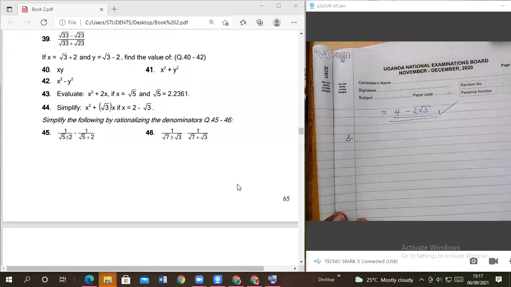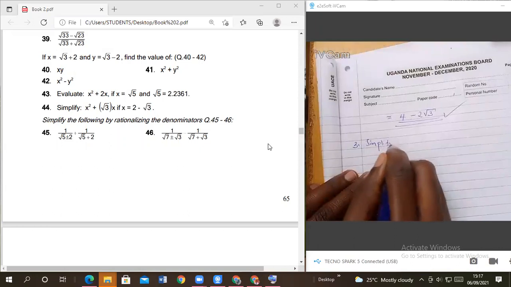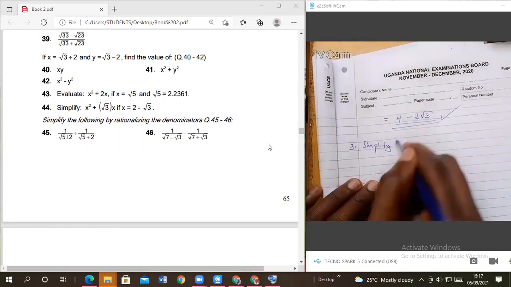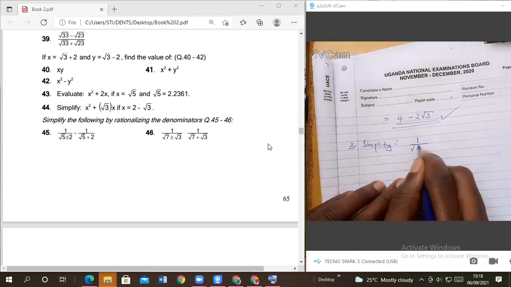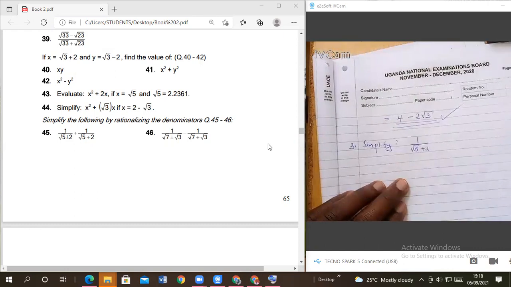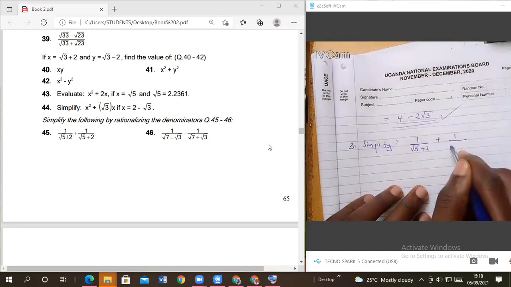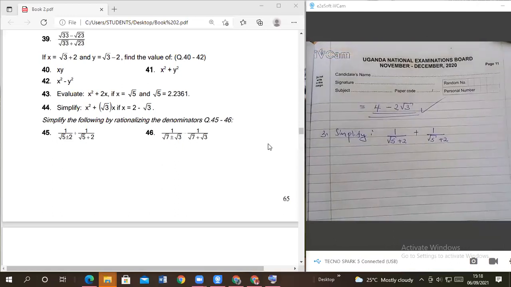I'm going to do question 45, and then for you, question 46. The question is: simplify. I have 1 out of root of 5 plus 2, plus 1 out of root of 5 plus 2. That's what we have there. Okay?